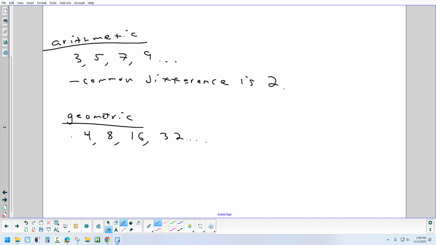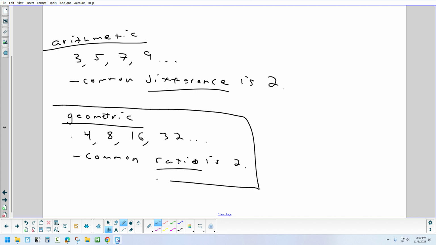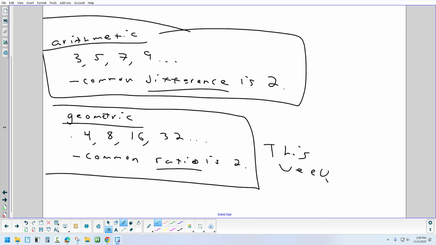That's the only difference this week. This is called a geometric sequence because you have what's called a common ratio. So last week you had a common difference. That's what you added each time. This week you have a common ratio. That's that. Multiplying instead of adding. So this is this week. What we did up here, this was last week.